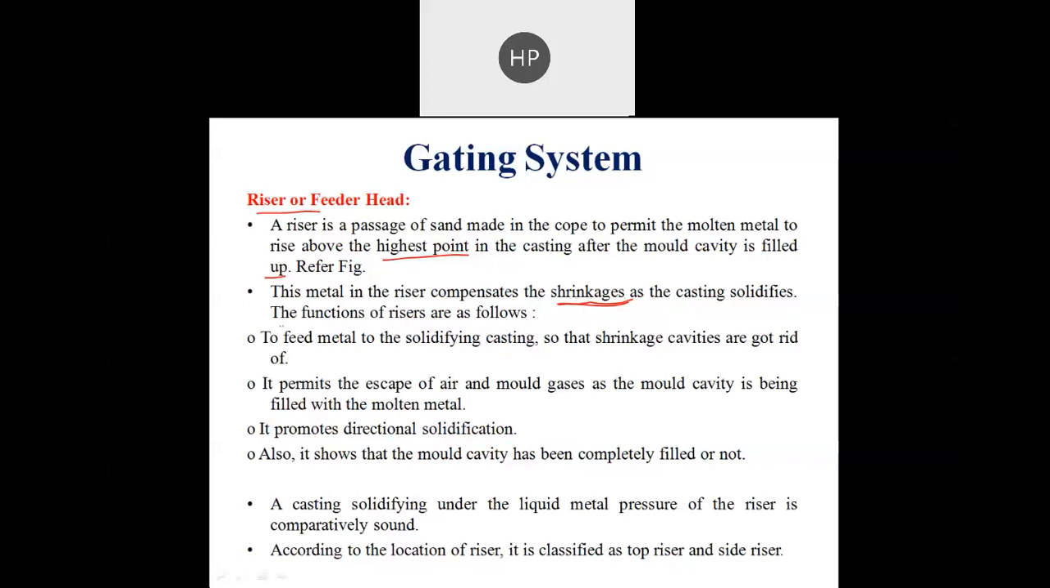And what are the functions that a riser will serve? First, to feed metal to the solidifying casting so that the shrinkage cavities are got rid of. This is very important. It will fill the metal at the shrinkage. It also permits the escape of air and mold gases as the mold cavity is being filled with the molten metal.